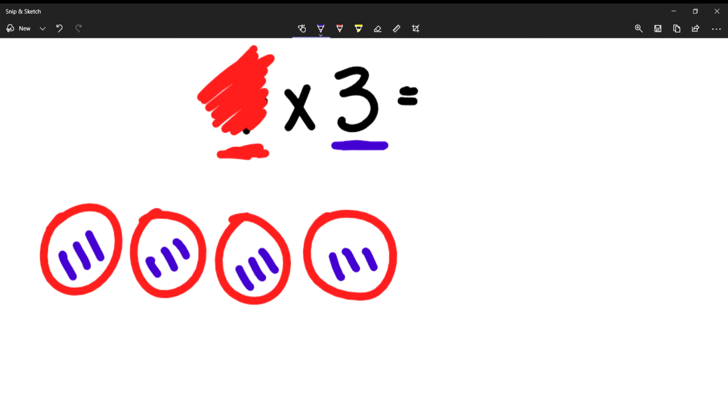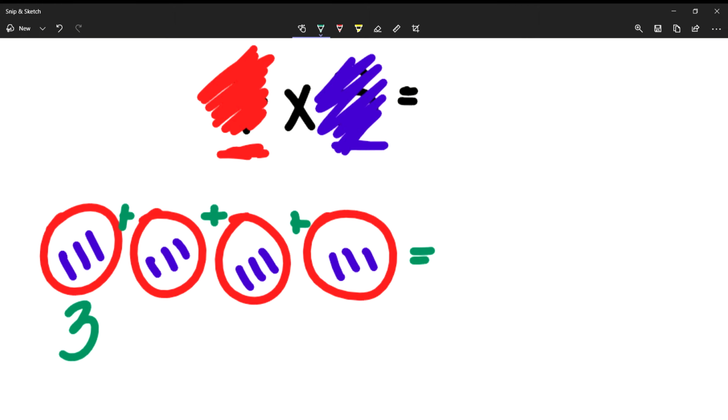Alright? Now we don't need that 3 anymore. So this is how it's going to work. You're going to take those 3 tallies and you're going to add all of these circles up. We're going to add everything that's in the circle up. So if we have 3 tallies over here, we have 3 tallies over here, and so on. Okay, now we're going to go ahead and add these up.